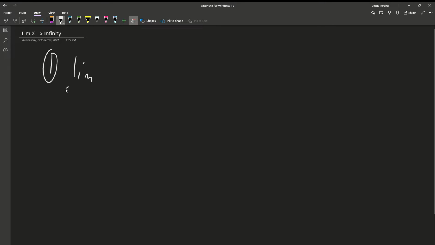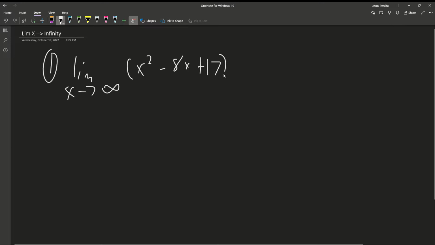limit as x approaches infinity of x squared minus 8x plus 17. When you have an x value with no fractions or anything, you could just plug in this number into the x with the highest exponent. It's going to be infinity as we know it. So this would be infinity as your answer.